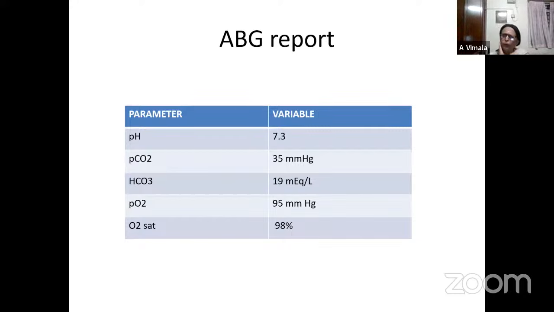So in this background, you are doing a blood gas analysis which showed a pH of 7.3, PCO2 of 35, HCO3 of 19, PO2 of 95, and a saturation of 98. Because we discussed last class, I think one of the participants can analyze the ABG and tell me what it is. You can unmute and say, I will not be able to see the chat box, okay? One of you, please analyze the ABG and let me know what it is.